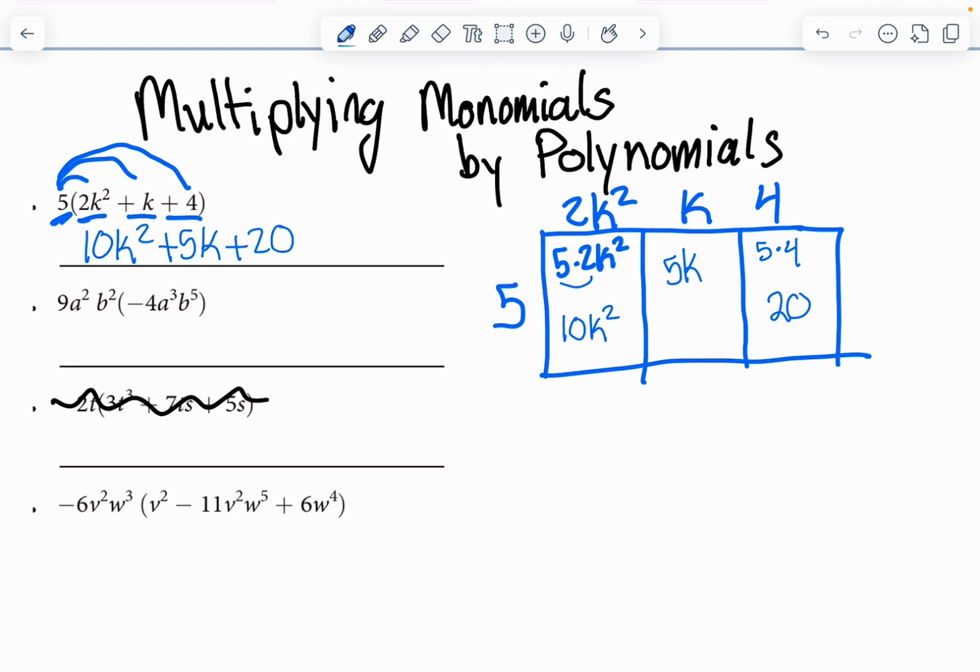You may have already recognized that by doing the distributive method up here. So doing that 5 times 2k squared to get 10k squared, 5 times k to get 5k, and finally the 5 times 4 to get the 20 itself. Both of them will show you the same thing.